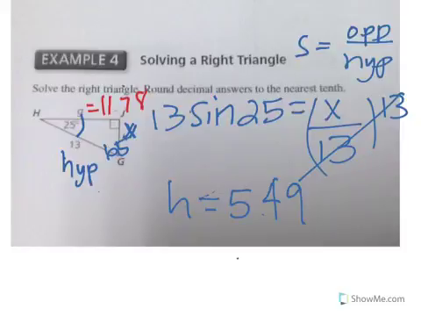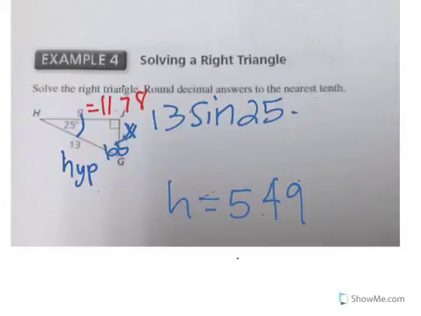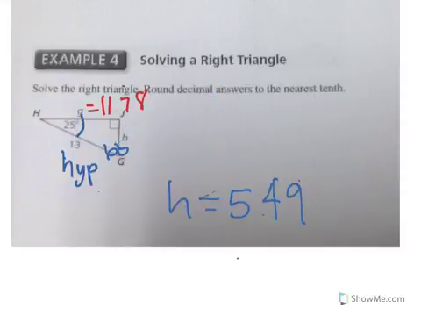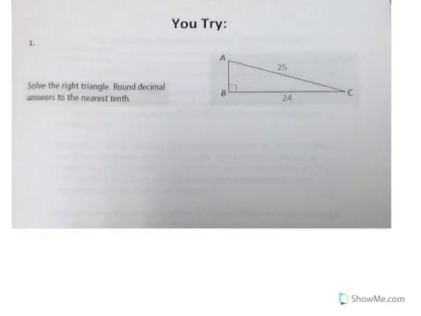So we have found all three angles, and now we have all three sides. This side is 5.49. Side G was 11.78. Our hypotenuse over here is 13. One angle is the 90 degrees, angle G is 65 degrees and angle H is 25 degrees. So we have solved the right triangle by finding all three sides and all three angles. Now you try. There are actually two problems for you to try after this.